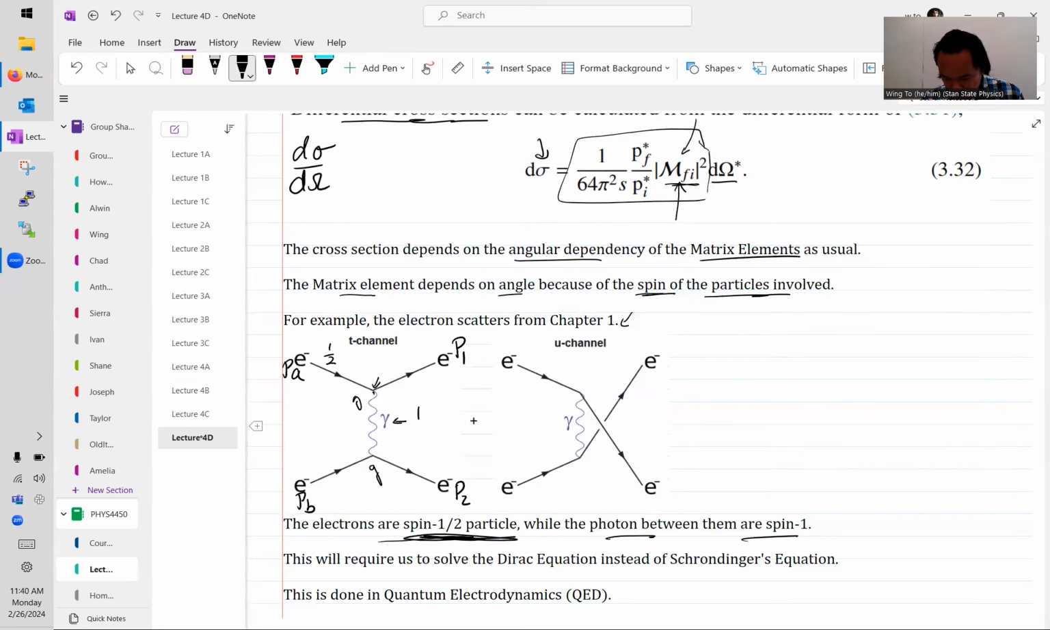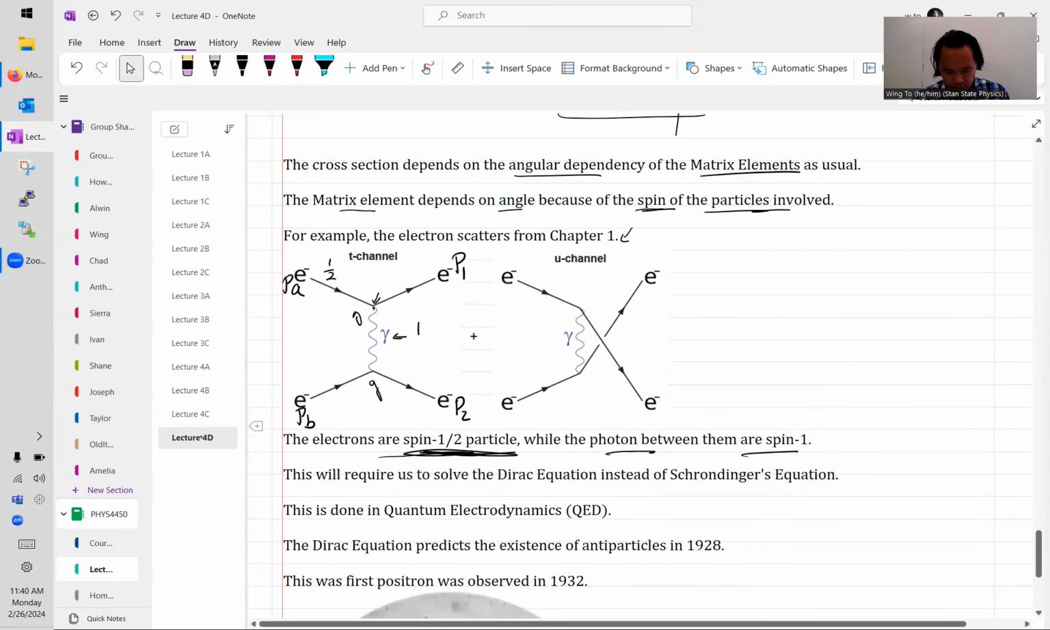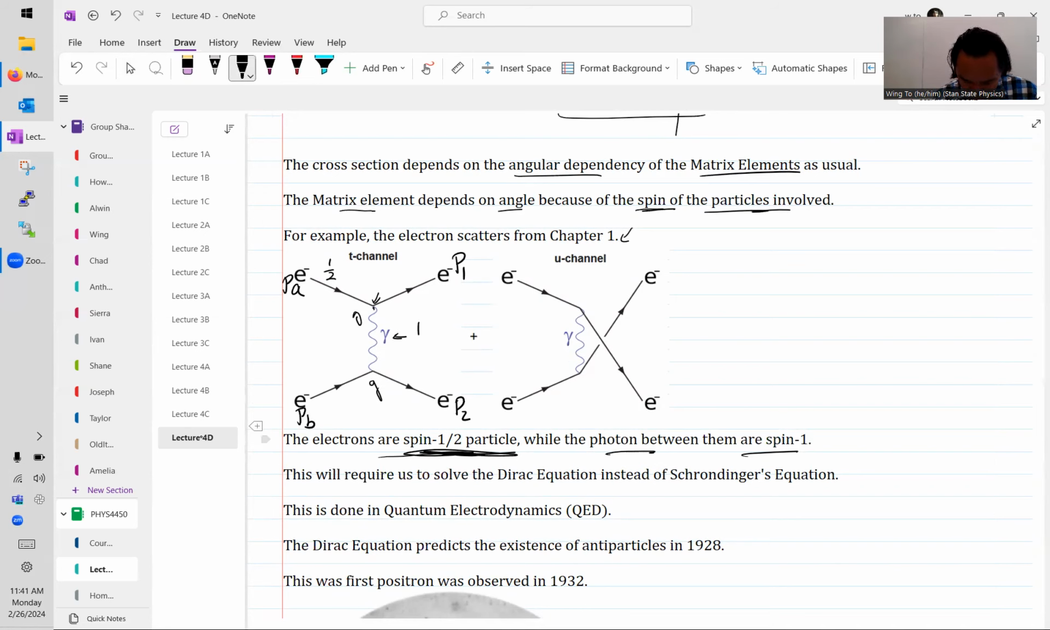I don't want to go into that right now, but that's going to cause the interaction to have a high dependence on which direction things actually interact with each other. That's going to be basically the next 4 or 5 chapters of our life. So in order to solve this, right now we haven't really even talked about this thing called the Dirac equation.